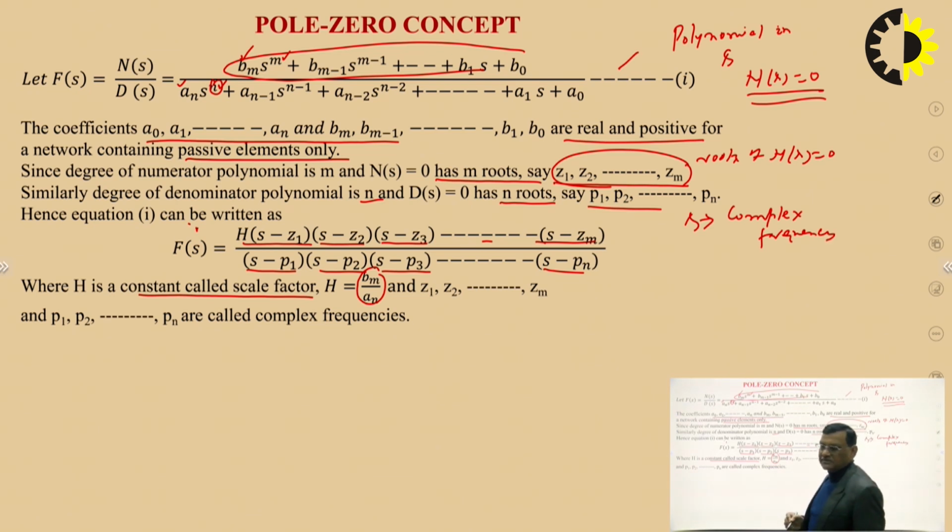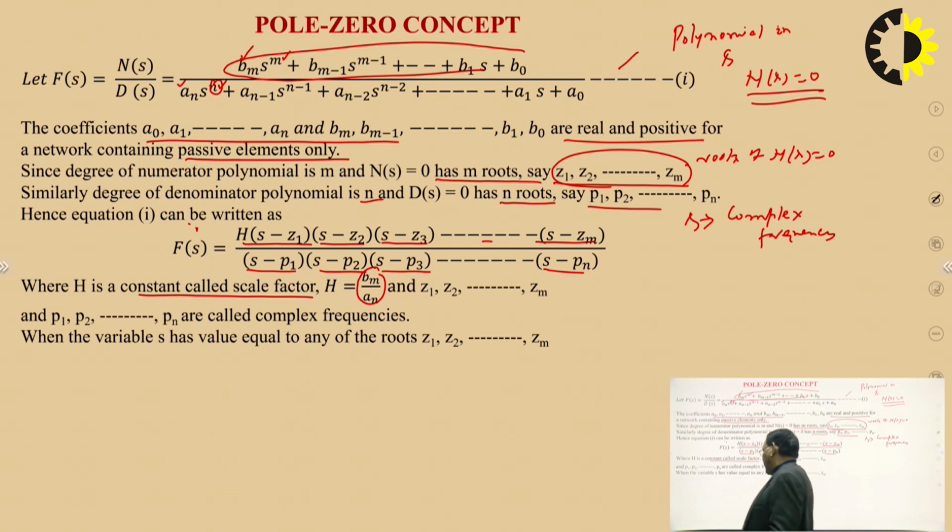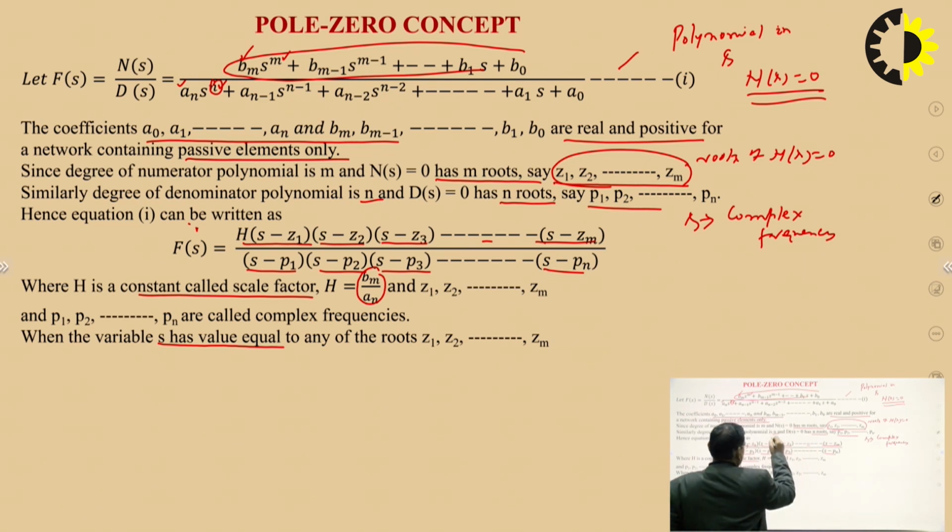S is a complex frequency. So if we subtract something, that is also a complex frequency. Similarly, P1 is also a complex frequency. So when the variable s, look at this line, has value equal to any of the roots, say z1, z2, z3, zm, what will happen? If s is equal to z1, this term will be 0. If s is equal to z2, this term will be 0, and similarly.